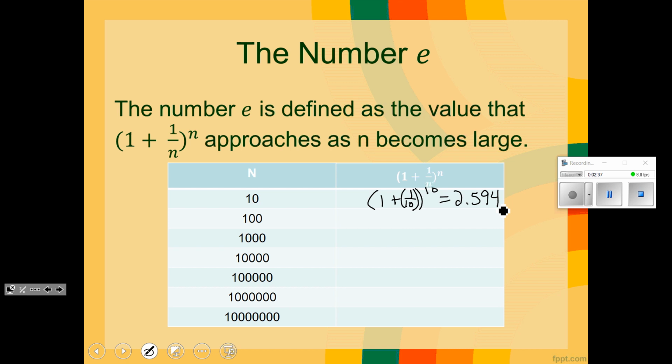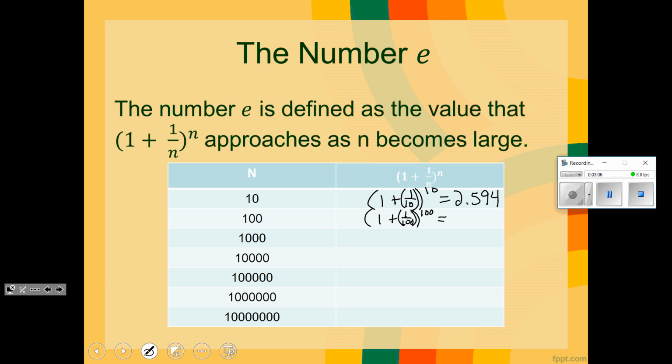Let's make sure you can put it in and get it correct. I'll come around and help you, but I want you to do the next one and fill out the whole chart. So 1 plus 1 over 100 raised to the 100th power. Again, you may have to put parentheses around that fraction. Fill that chart out, and something should happen the bigger you get.